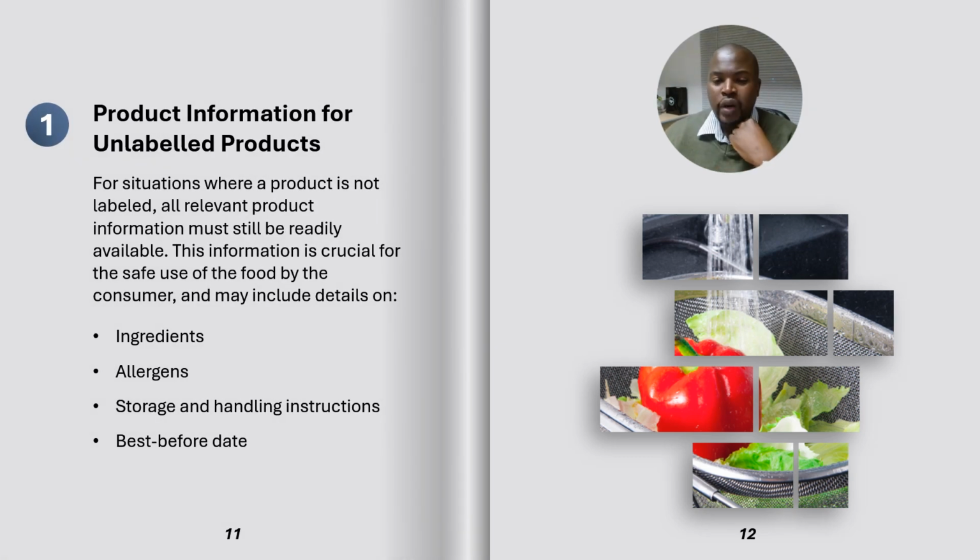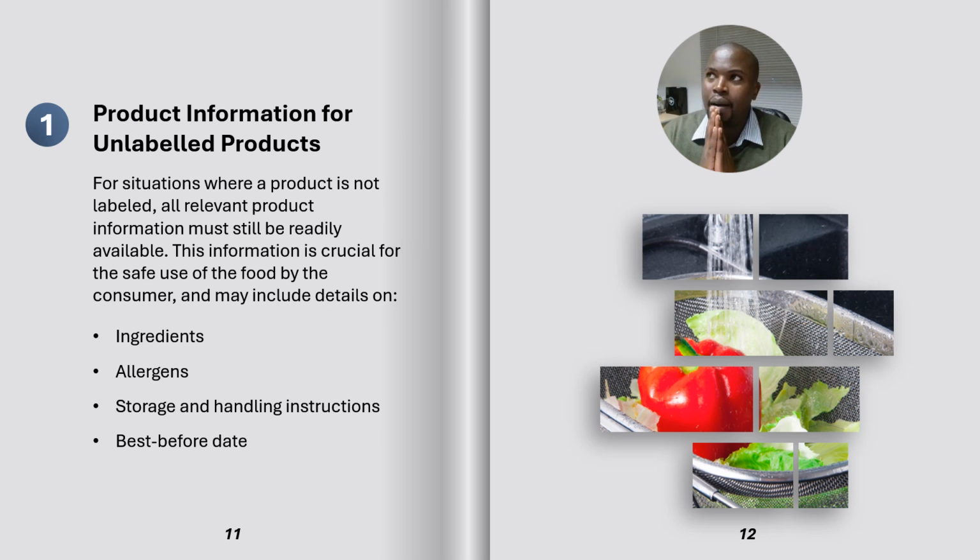So for situations where product is unlabeled, all relevant product information must still be readily available to either the customer or the consumer. This information is crucial for the safe use of the product by the consumer and may include details on ingredients, allergens, storage and handling instructions, best before date, etc. Normally we find this if we are selling bulk products.